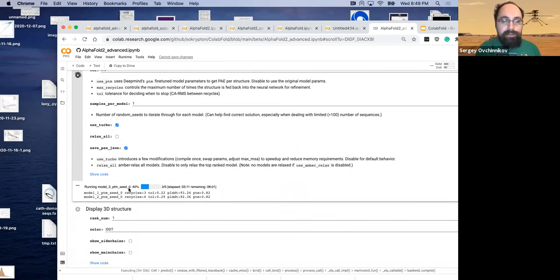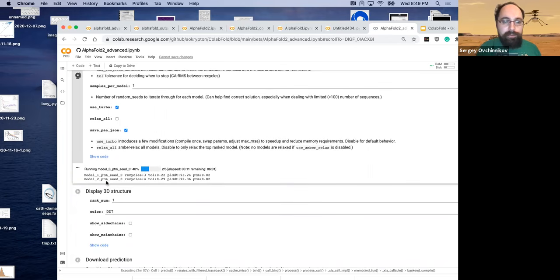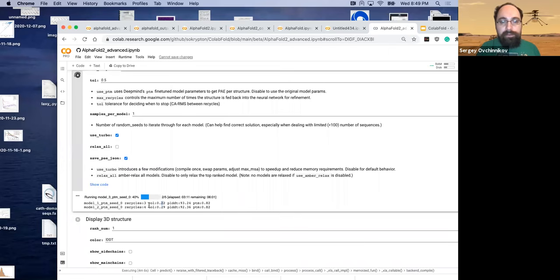Okay, so while this is running, you can see what's going on here. The first model ran for 3 recycles, and it hit a tolerance of 0.22, and we set the tolerance to 0.5, so it stopped. But the second model actually needed 4 recycles before it hit the tolerance of 0.29 in this case. For each model, it's returning to you the average predicted LDDT score.